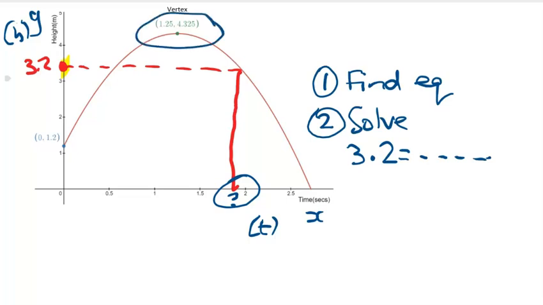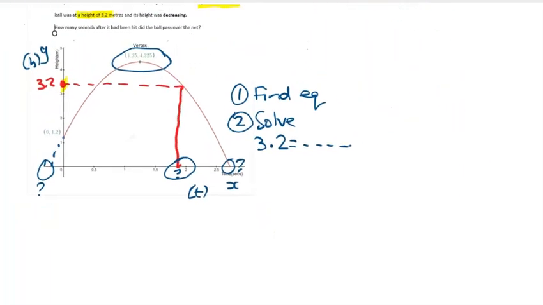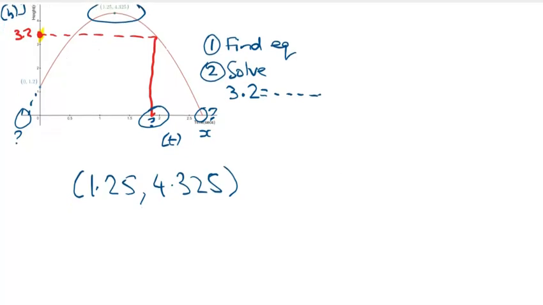We can see the vertex. We don't know anything about this, and we don't know where this is here. So we're not going to use intercept form. We're going to straight away decide that we will use vertex form. So vertex form here will look like this. The vertex is at 1.25, 4.325. That means that the equation is going to have this pattern.